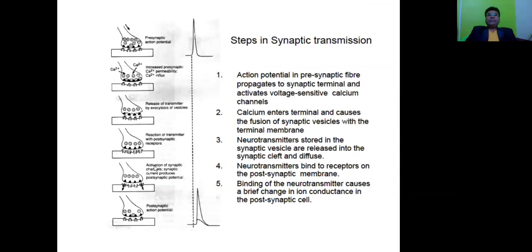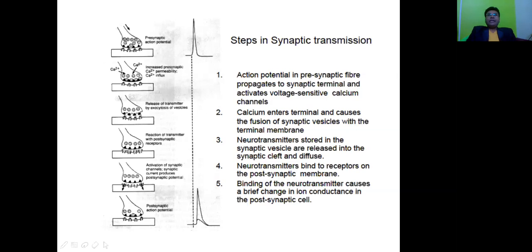Now, what are the steps in the synaptic transmission? There are several steps in the synaptic transmission. Only 5 steps are there. Number 1, the synaptic transmission begins with generation of action potential in the presynaptic fiber to the synaptic terminal and activates the voltage-gated channels. Neurotransmitters stored in the synaptic vesicle are released into the synaptic cleft and diffuse.